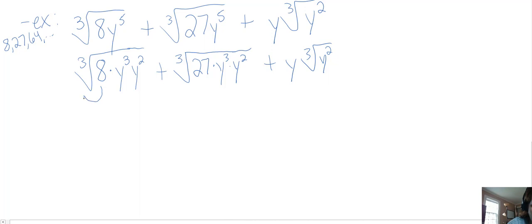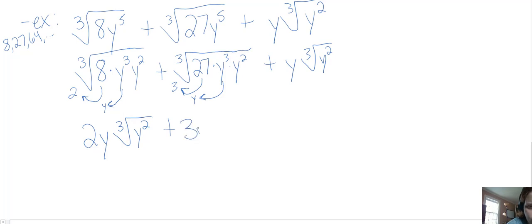So now, cube root of 8 is 2. Cube root of y cubed is y. So 2y cube root of y squared. Plus, cube root of 27 is 3. Cube root of y cubed is y. So 3y cube root of y squared. And then again, I'm going to bring down the last part.